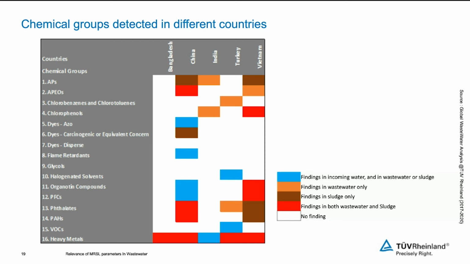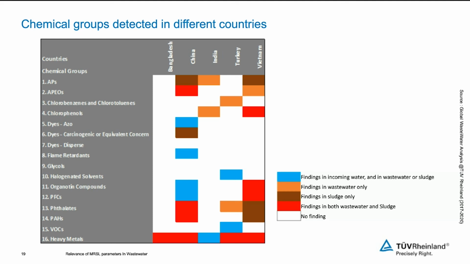Yes, Rakesh. Actually, based on our internal study of this wastewater testing data, in the group of APEO, NPEO is the most frequently detected chemical. And if we go back to slide 19, chemical groups detected in different countries, you can see that more than one country is marked with the color blocks for AP, APEOs, PFCs, phthalates, and heavy metals, which means in these countries we have findings of these chemical groups, either in wastewater or sludge, or even in incoming water also. Although I use the same color for the same chemical group, in general, the detected chemicals can be different.